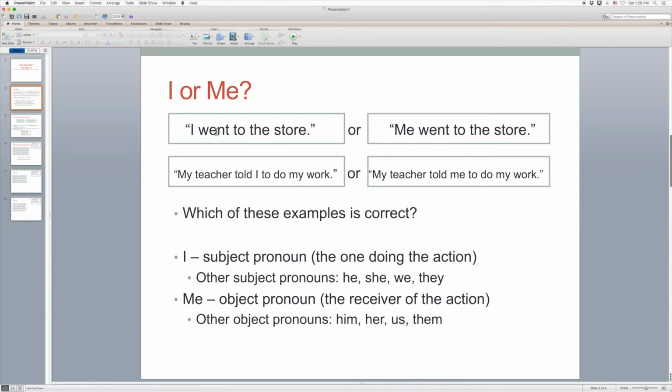So in this case, what is the action? Went is the action. When you're going someplace, you're doing that physically. So went is the action. So you need to decide, are you doing the action or is someone doing the action to you? In this case, you are actively doing the action. So I went to the store is the correct choice here.